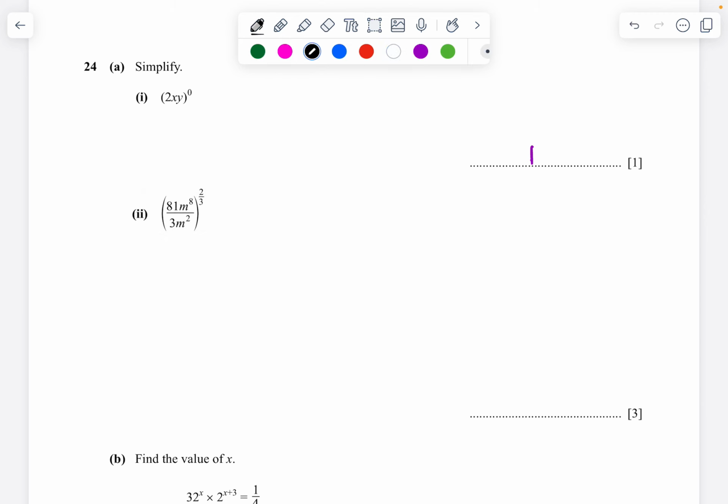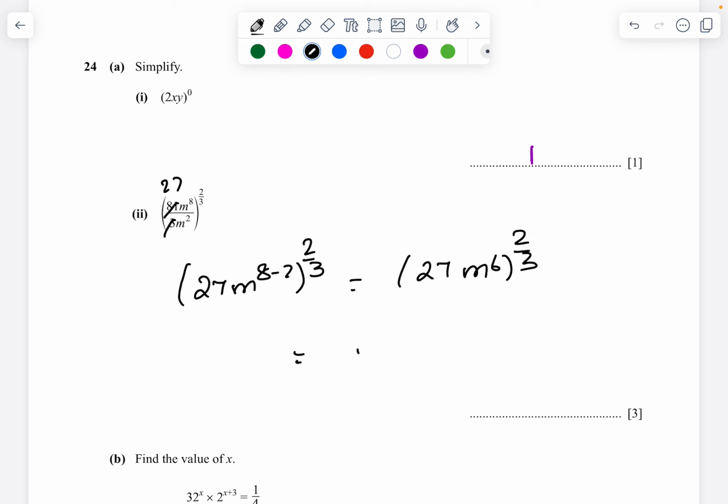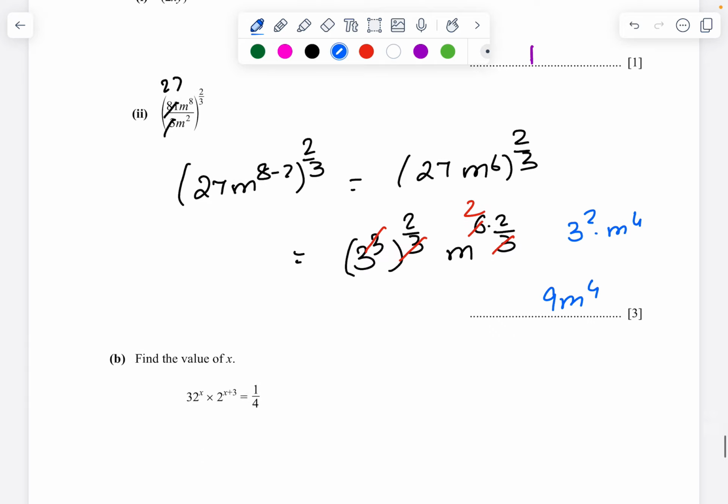So 3 times 27 m to the power of 8 minus 2. That gives me a much easier way. So 27 is 3 cube, then m to the power of 6 times 2 upon 3. Then 3 gets cancelled, 3 times 1, 3 times 2. So it becomes 3 square m power 4, 9 m power 4.